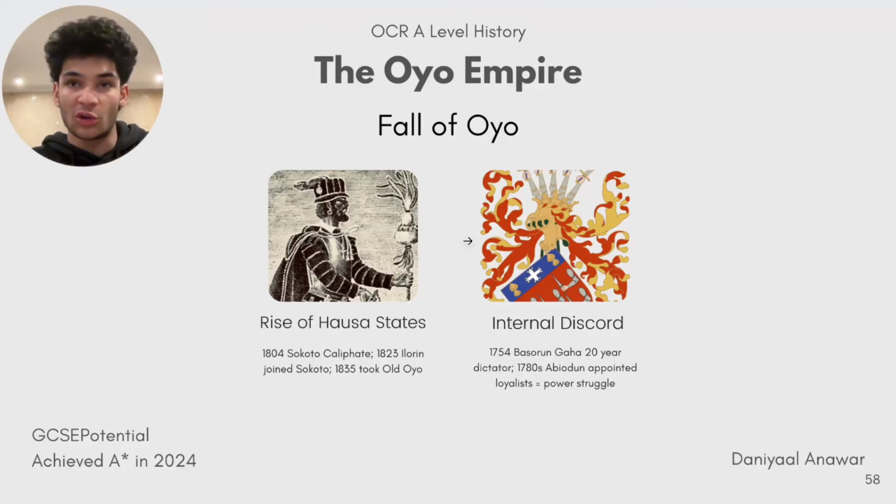So the Oyo Mesi is just a group of different fancy people. The Bashorun is the leader of that group. And then at the very top, you have the Alafin.